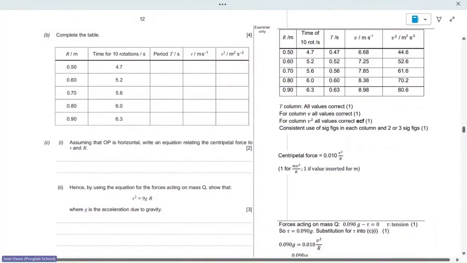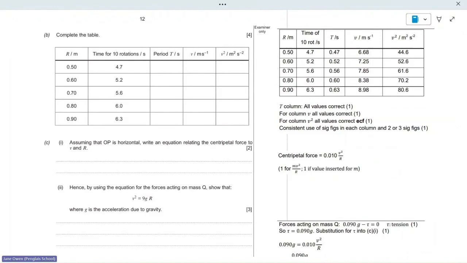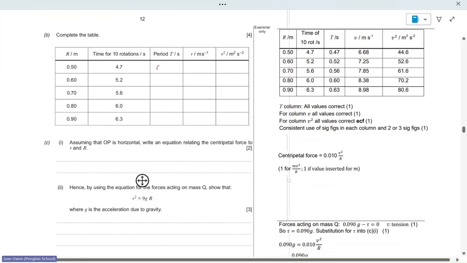And if you want to read the mark scheme for other ways that you would prefer to do, you can do that. You still get your marks. It's still valid. Okay, so complete the table. So basically, we've changed R and we've timed for 10 oscillations. So first of all, we've got to work out the time period. So we just divide that by 10, and we'll keep it to 2 significant figures here.